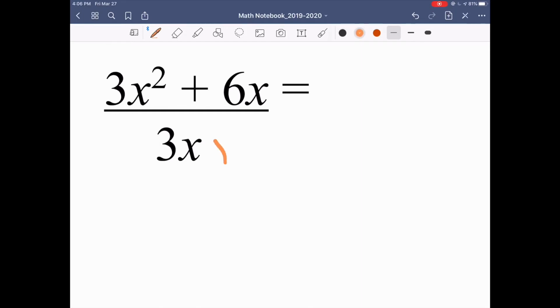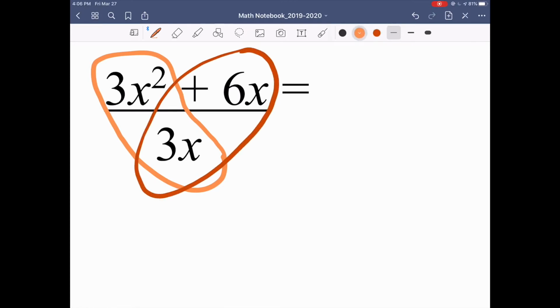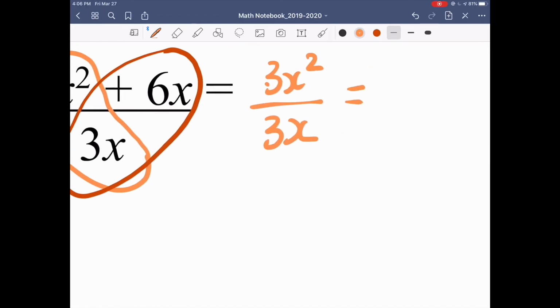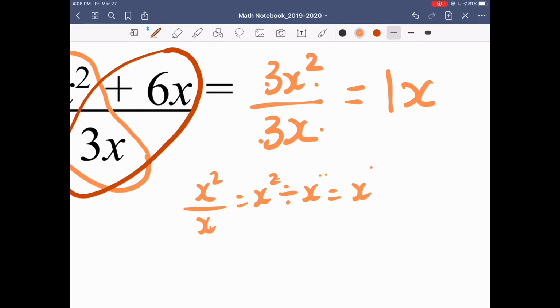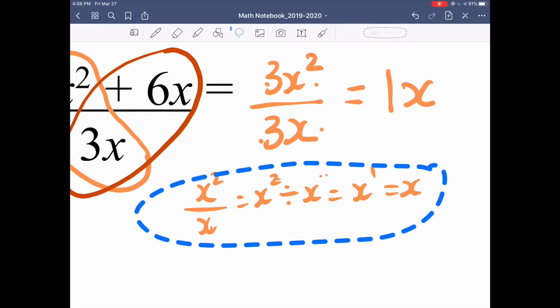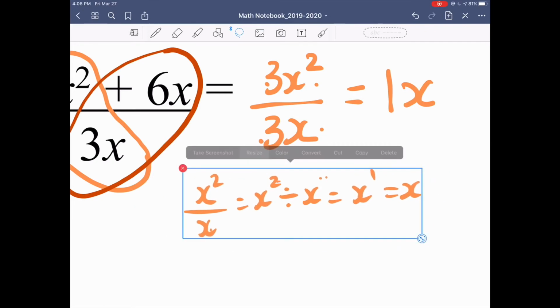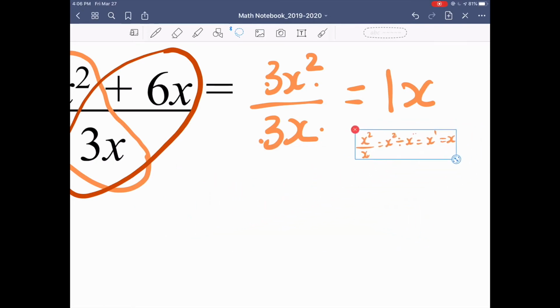So again, we're going to divide the first two, and then we're going to divide the second two. So 3x squared over 3x. 3 divided by 3 is 1, which we don't even actually have to write. We can just leave it as nothing. And then x squared divided by x is just x, because when you divide two things with the same base, you subtract their exponents. So 2 minus 1 is 1, so x to the power of 1, which is just x. That's where the x comes from. So I'm just going to put this a little bit smaller so we understand why that happened.